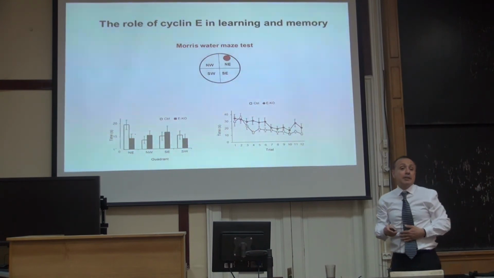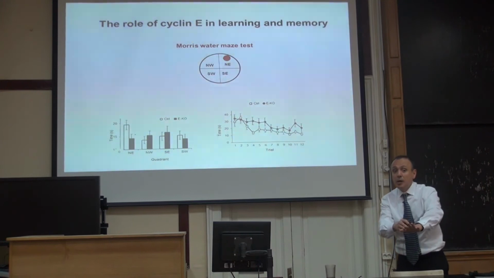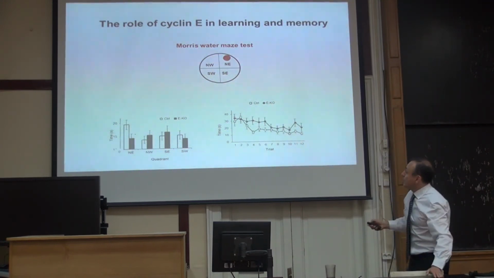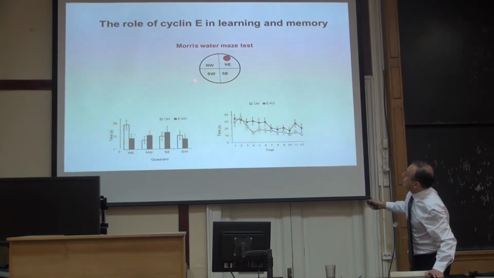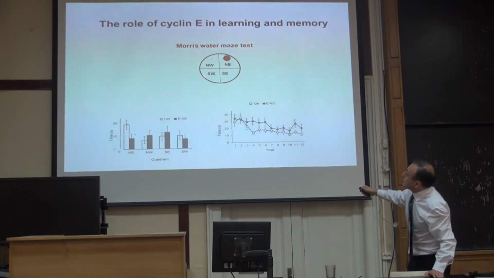And then, after several trials, we submerge the platform. So the platform is still there, but mice cannot see it, but hopefully they'll remember where the platform was. And then we measure the time, so we throw the mice in different places to confuse them even more, and then we see what percentage they spend in this quadrant searching versus in this quadrant versus in this quadrant.